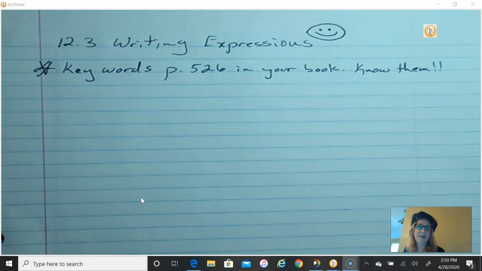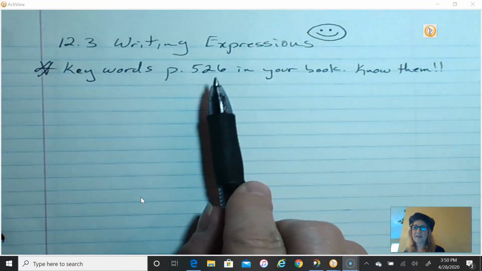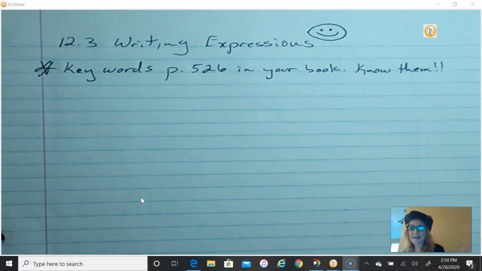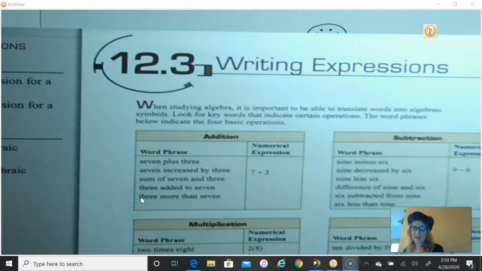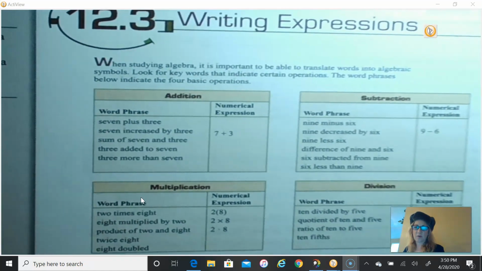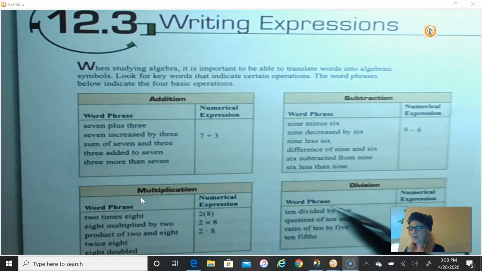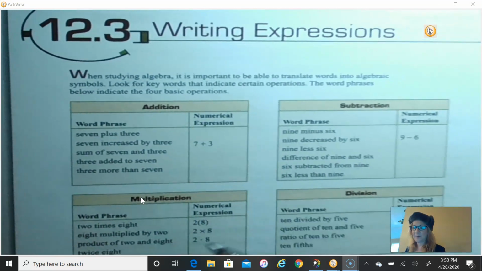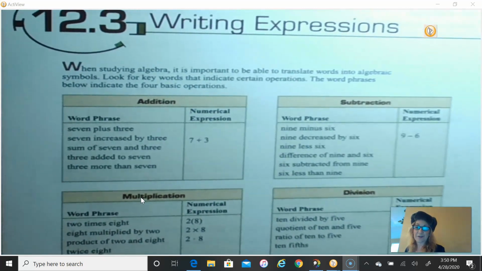Keywords you need to know are on page 526 in your book. I'm not going to write down every single one of the words that you need to know. They're even organized in addition, multiplication, subtraction, division. They have all these words and examples of what it looks like. I'm not going to write all of that down because you have it right there in your book.